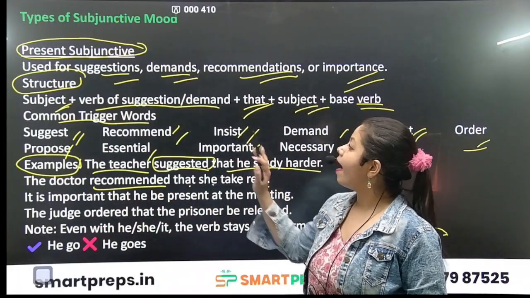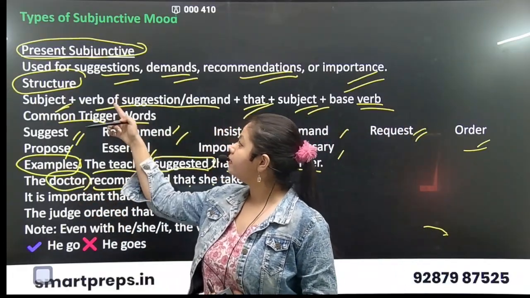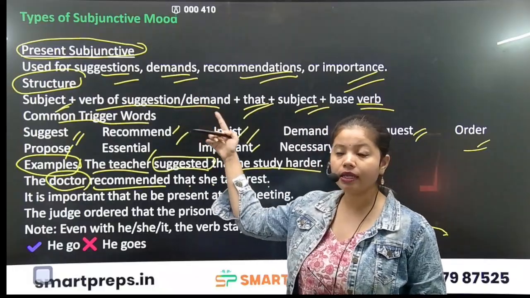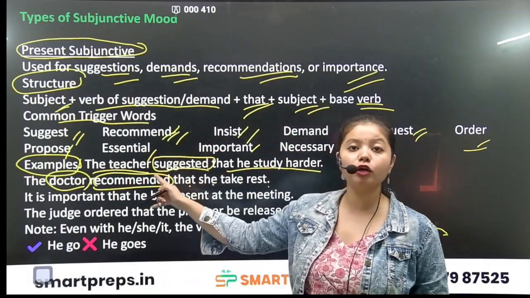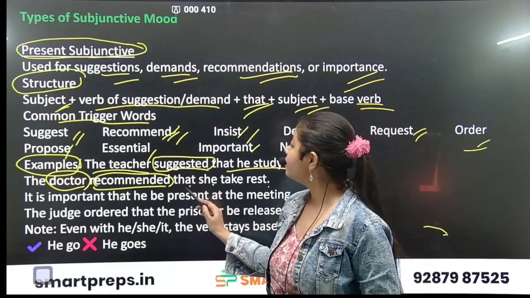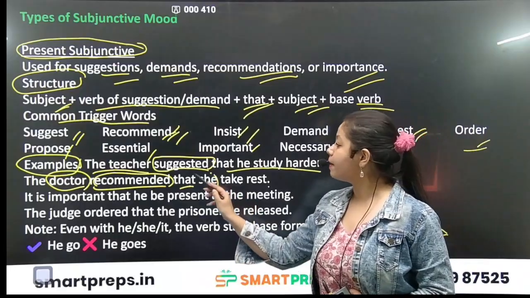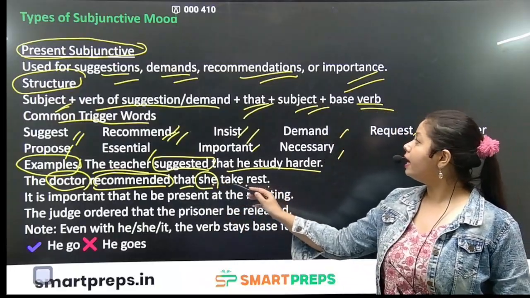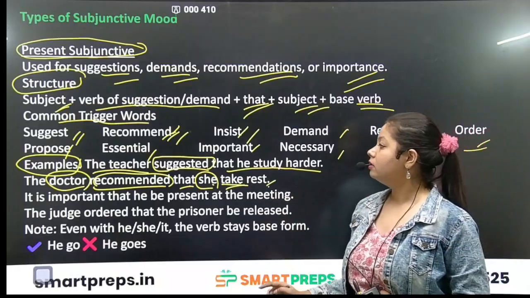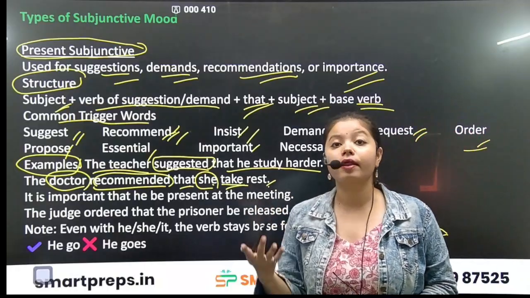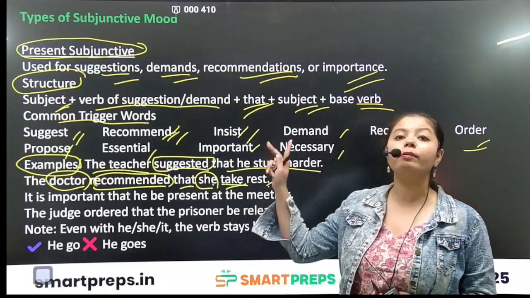Have you seen the structure? First is the subject, the doctor. Then the verb of suggestion or demand, the trigger word, recommended. Plus that, as I told you in the structure. Again the subject, that she take rest. It will not be that she takes rest. It should be she take rest, because the verb will be in the base form.